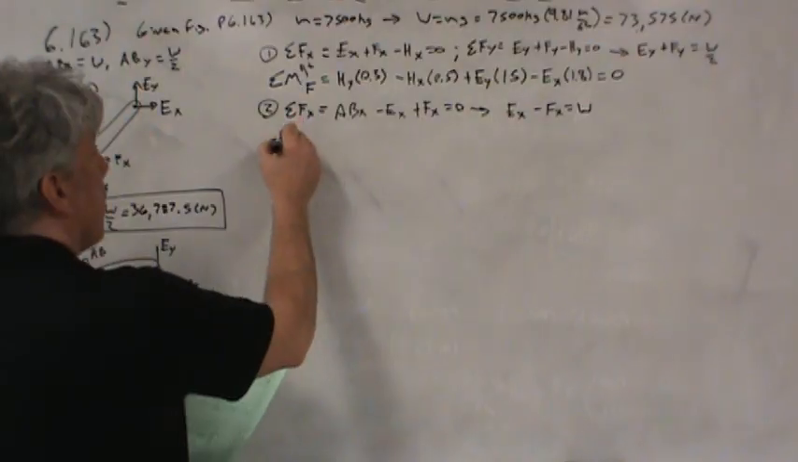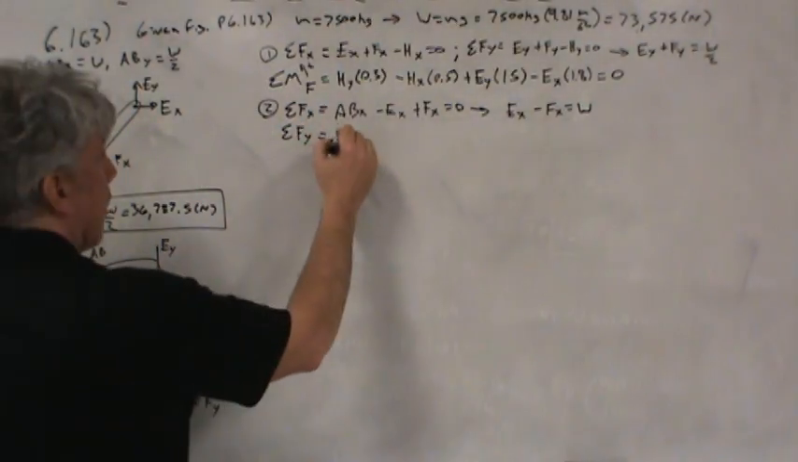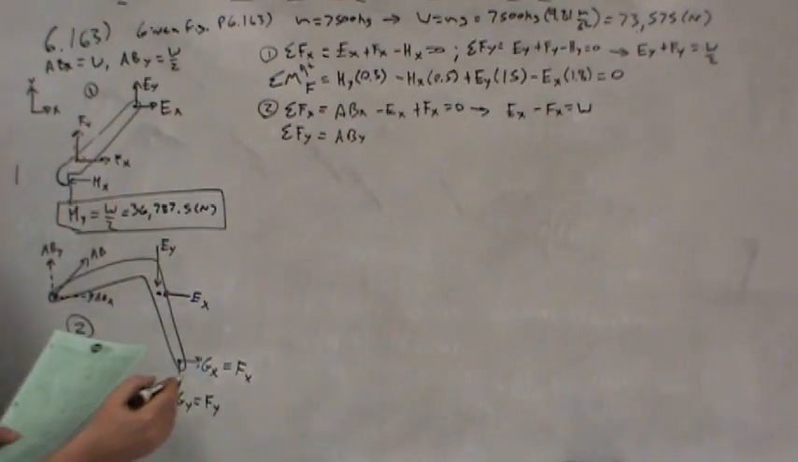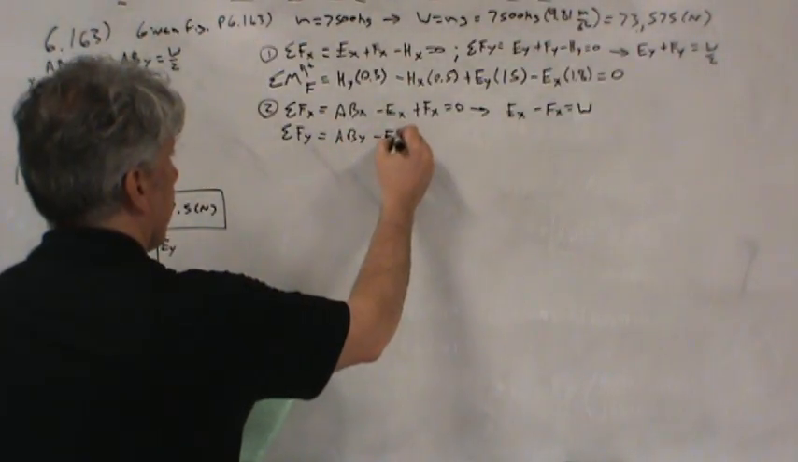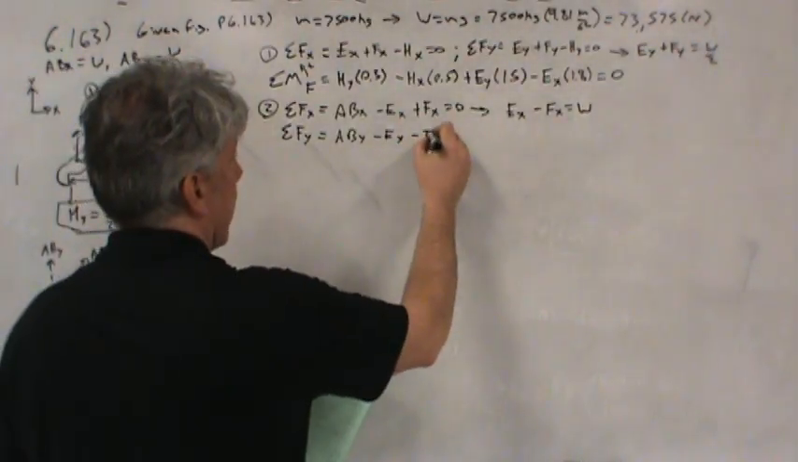If we sum forces in the vertical direction, we'll have ABy minus Ey minus Gy, but Gy is Fy, so minus Fy.